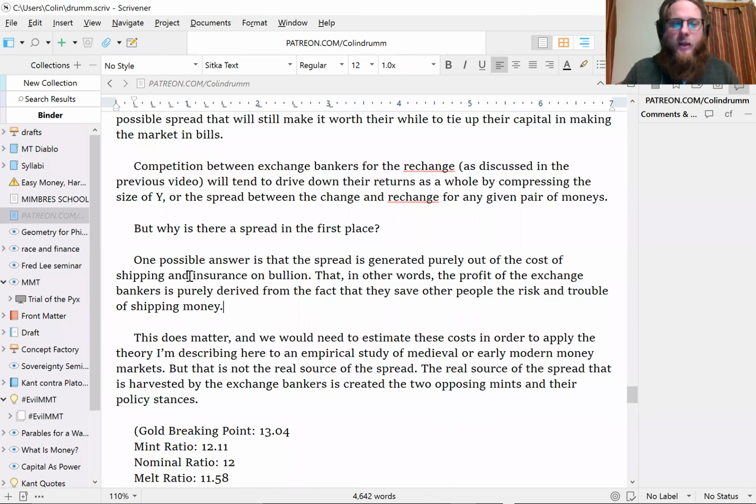Well, one possible answer, and I think this is an answer you would get from more mainstream economic historians who don't have a theory of liquidity, is that the spread is generated purely out of the cost of shipping and insurance on bullion, right? So the idea here is, what services do the exchange bankers offer? Well, because it's risky and a pain in the ass to ship your gold and silver, they do it with bills, and this lowers transaction costs.